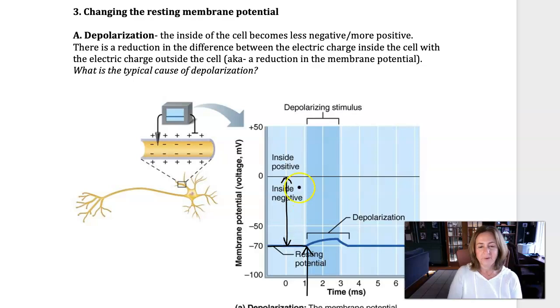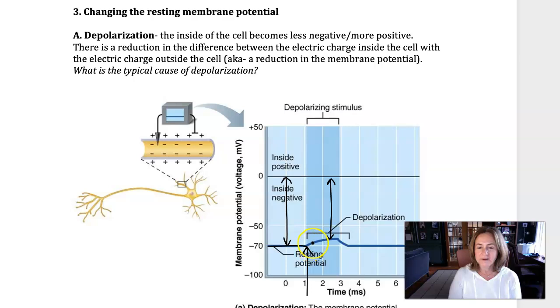So here's the difference. If we went up to 0, all that means is there's no difference in electric charge between the inside and the outside. Right now at rest, it's negative 70 millivolts. It's more negative inside the membrane than out. But you see with this depolarization, they're calling this a depolarization because the amount of difference between inside of the membrane and outside of the membrane has lessened. To have that difference is what's known as to be polar, right? That's polarization. That's a polarized membrane.